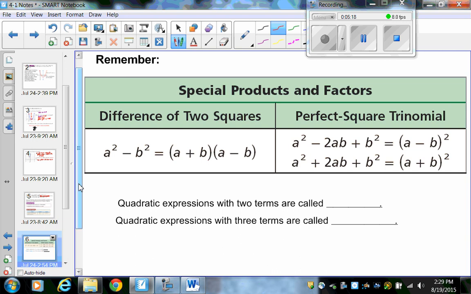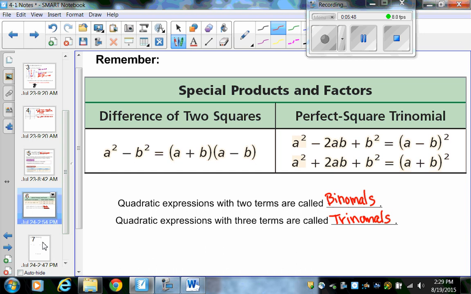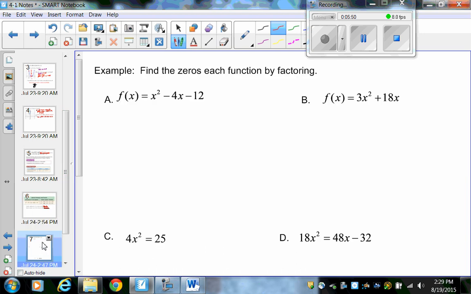Just a reminder of some things that we've already talked about before. Our special products. So we have the difference of squares rule and our perfect square trinomial rule. The quadratic expressions with two terms are called binomials. And the quadratic expressions with three terms are what we call trinomials. So let's work some examples here.